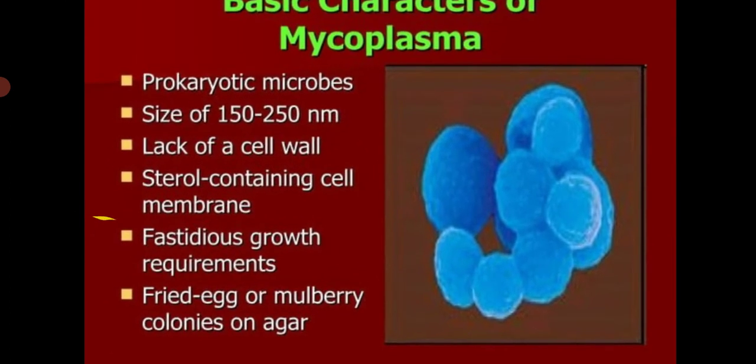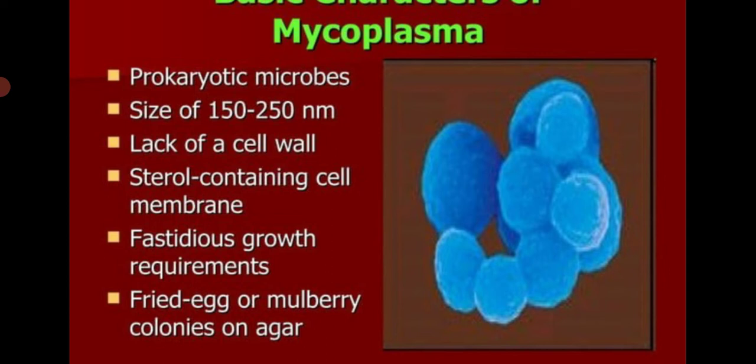Basic characteristics of mycoplasma: they are prokaryotic in nature. These are bacteria. Their size is so tiny that they can pass through a bacteria-proof filter. Their size is 150 to 250 nanometers. All of them are parasites of animals and plants. They lack a cell wall. As these organisms lack a cell wall, their membrane contains a steroid, and it gives rigidity to the organism.